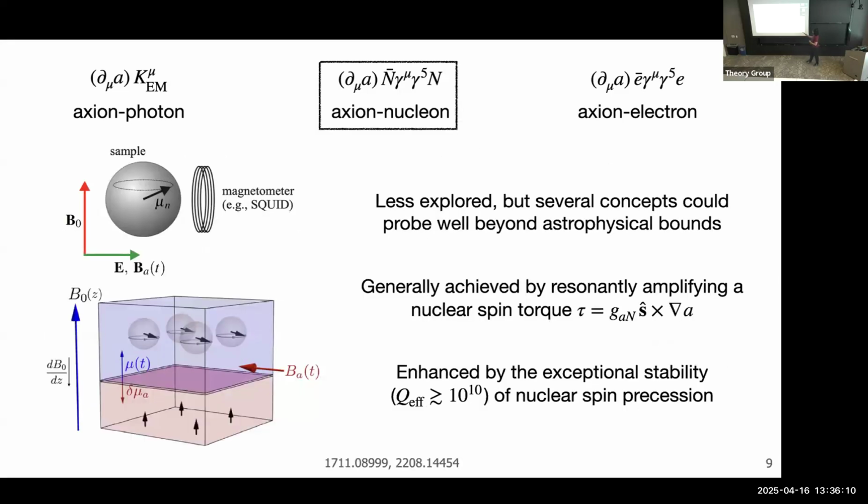Now, some people also look for the axion-nucleon coupling, so it has this form. And this is something that's less well explored in the sense that there are only a few proposals and only a few collaborations that have made some progress. But the basic idea behind probing this coupling is that it will apply a spin torque to the spin of a nucleus, and that torque is going to be proportional to the spin of the nucleus crossed with the spatial gradient of the axion field.